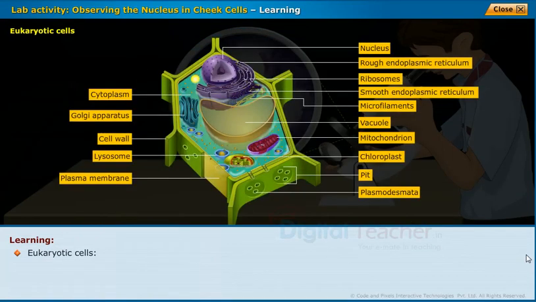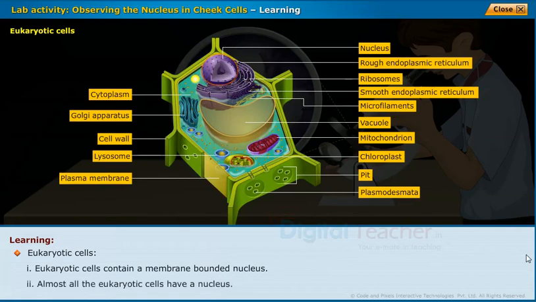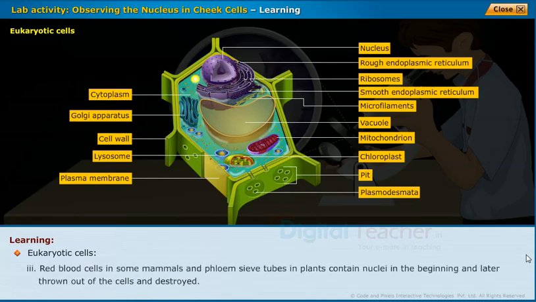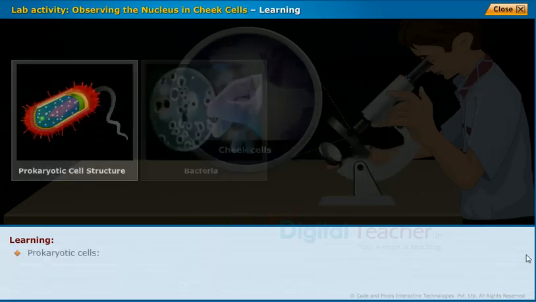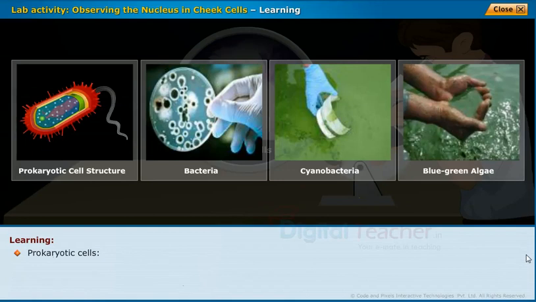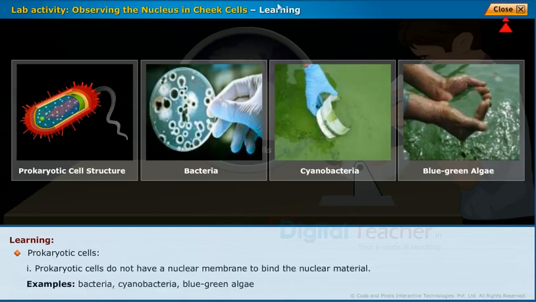Eukaryotic cells. Eukaryotic cells contain a membrane-bounded nucleus. Almost all the eukaryotic cells have a nucleus. Red blood cells in some mammals and phloem sieve tubes in plants contain nuclei in the beginning and later thrown out of the cells and destroyed. Prokaryotic cells.